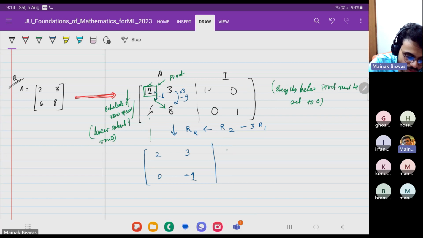So now what will this second part of this be? 1 minus 3, right? And 0 1. Understood? Into 3, so it will be minus 3 0. Yes or no? Yes.